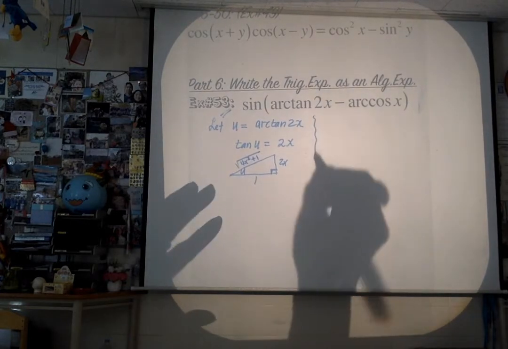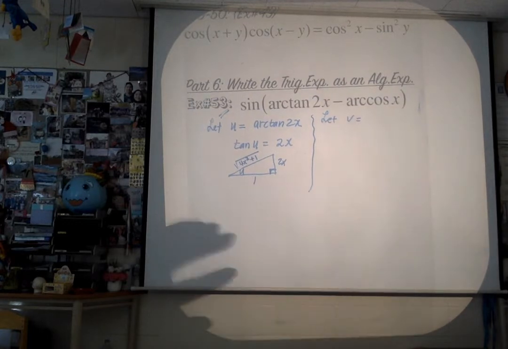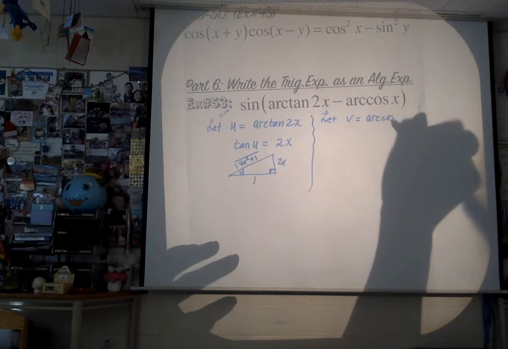Why don't you do the same thing for this one? Let's let v, because we're trying to get it into sine of u minus v. Let v equal arccosine of x.